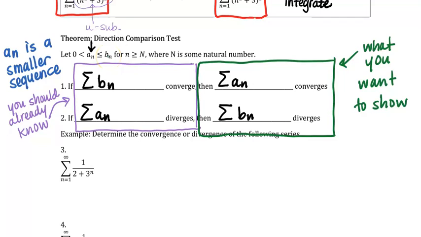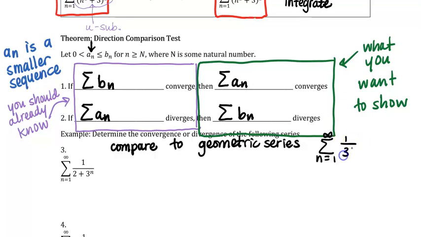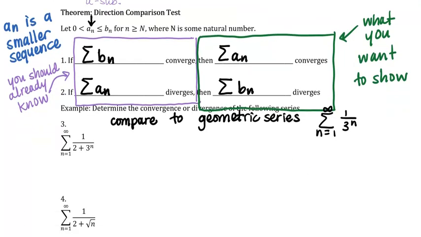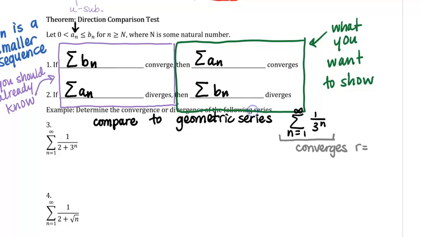So for example, let's look at number 3. This series looks very similar to a geometric series where r is equal to 1/3. Now we need to figure out what is the relationship. Now, before I even say that, we also know that this series here converges. And I know it converges because r is 1/3, and the absolute value of that is less than 1.